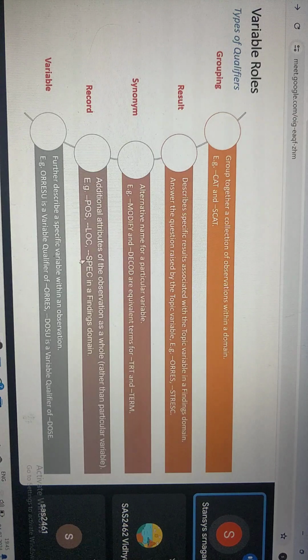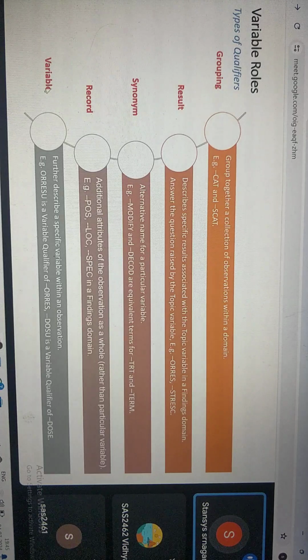Specimen, for example, when it comes to the LB, specimen condition, for example, icteric or hemolyzed. There will be different conditions in the specimen, right? LBSPEC. So this will qualify the entire record. That's why it is the record qualifier.